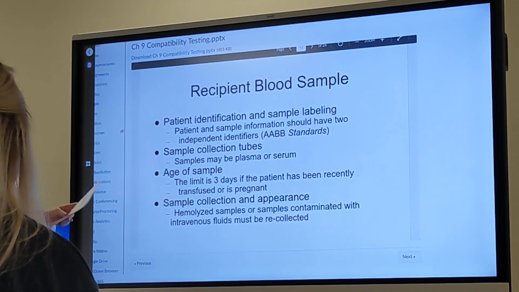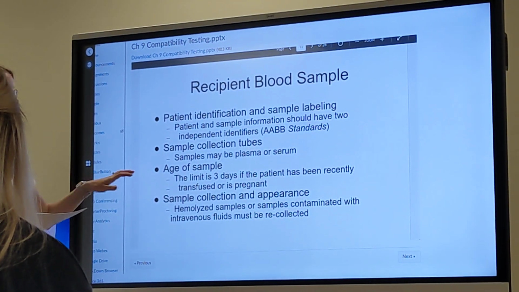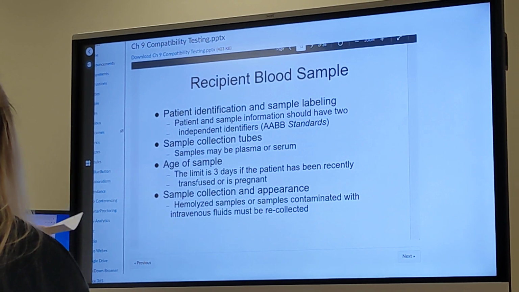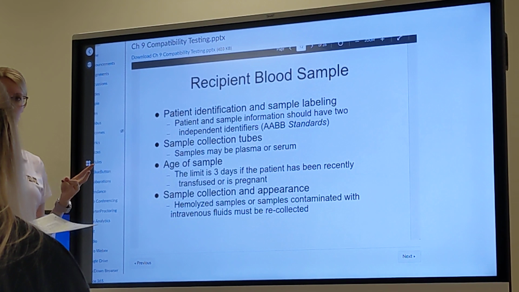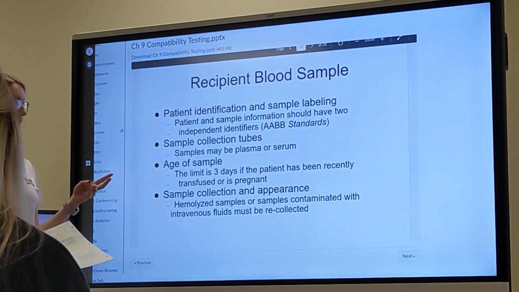Recipient blood sample. So that's the patient. The patient identification and sample labeling. Patient and sample information should have two independent identifiers. So name, date of birth, medical record number.